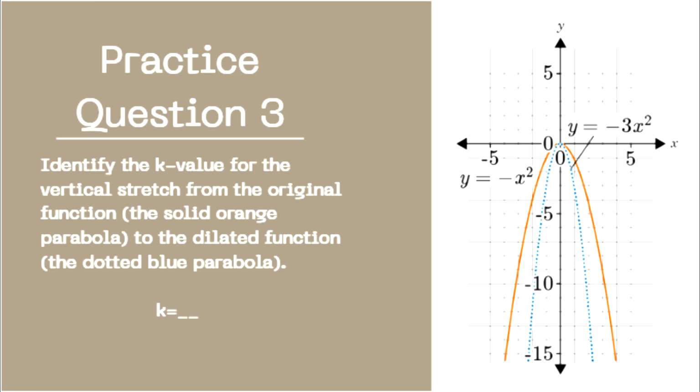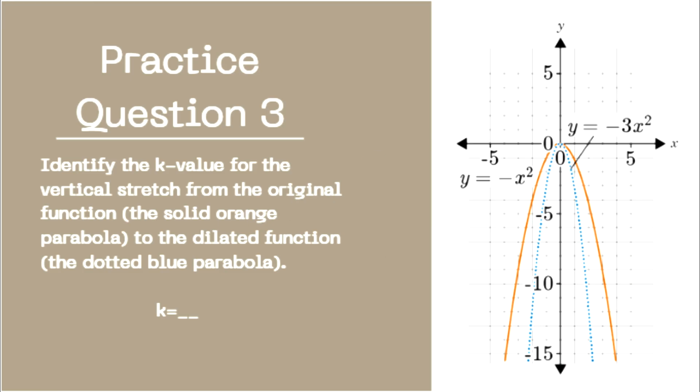Here's practice question number 3. This is at the end of the lesson. Identify the k value for the vertical stretch from the original function, which is orange, to the dilated function, blue. Okay, and it is a stretch because it's getting skinnier. It's getting closer together. So even though it's facing downward, it's still a stretch. Go ahead and pause the video and figure it out. Come back.